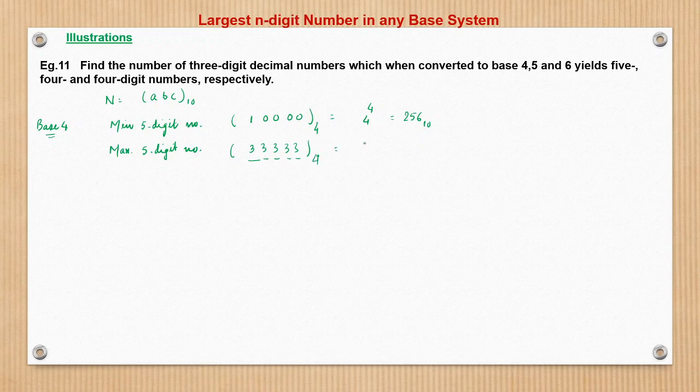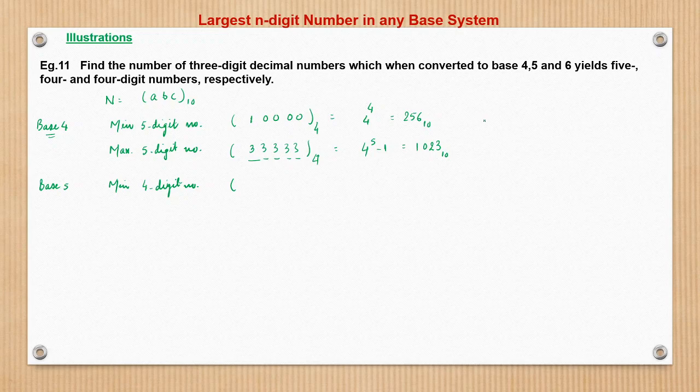So this will be given by nothing but 4 raised to power 5 minus 1, which is 4 raised to power 5, nothing but 1024, minus 1 is 1023 in base 10, right? So now we will look at base 5, when converted to base 5. Here also we say when converted to base 5 it ends up again a 4 digit number, right? So minimum 4 digit number in base 5.